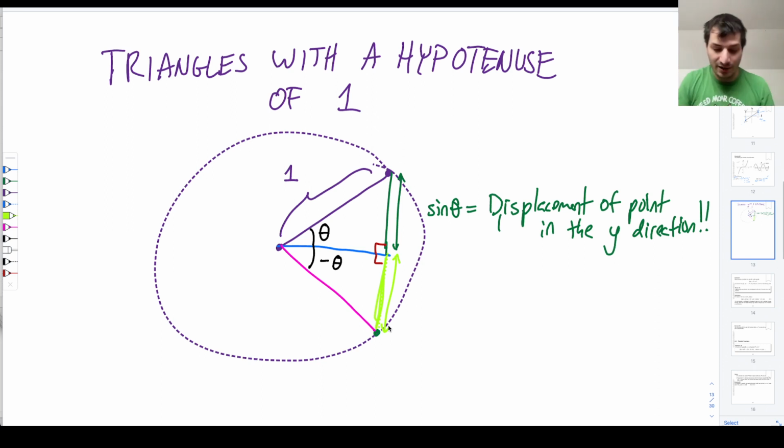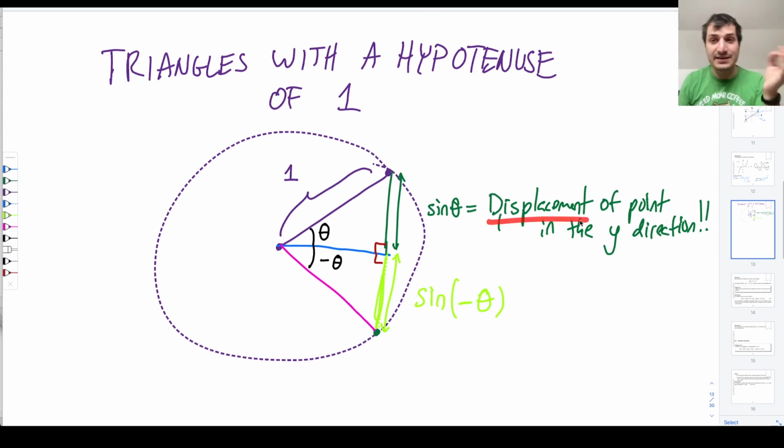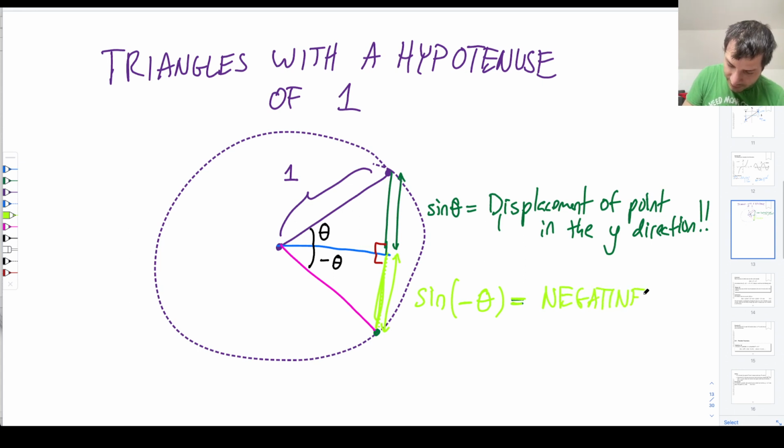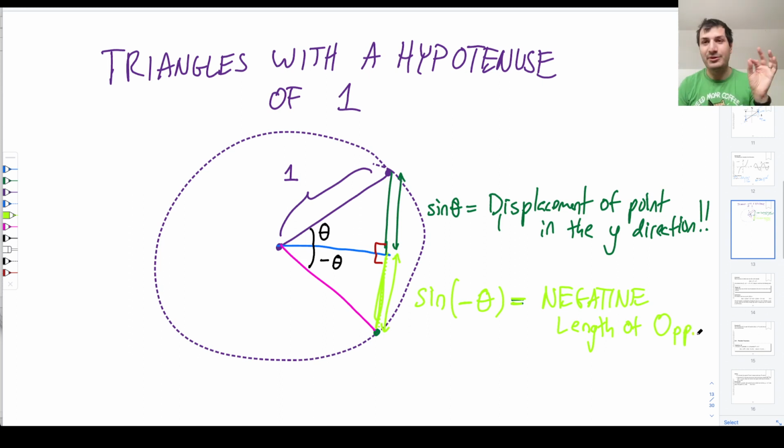But the sine of the angle, the sine of negative theta, right? It is not the distance, it's the displacement. And what's the difference between distance and displacement? It can be negative. And in fact, in this case, it is negative whatever that length is. So the sine of negative theta is equal to negative the length of, I'll call it the opposite.